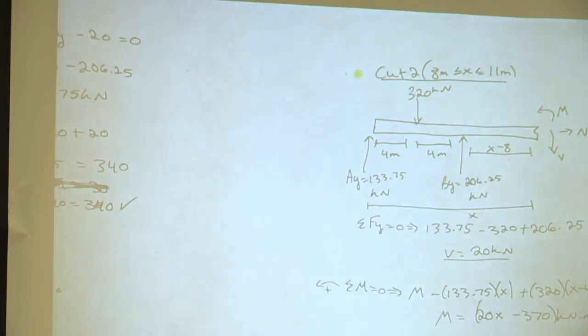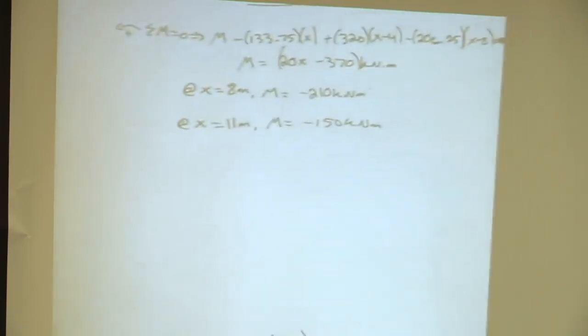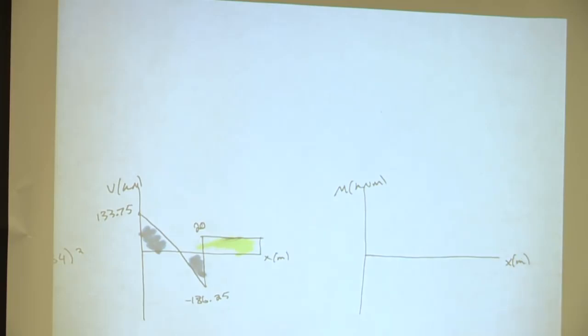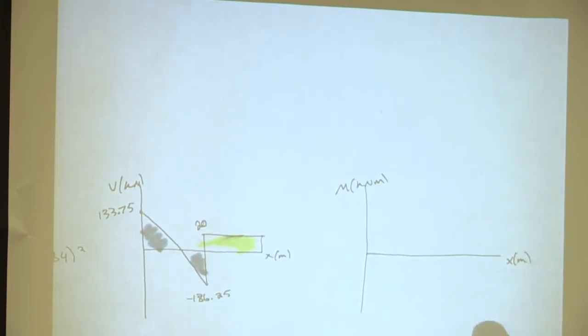Okay, now let's go to our moment diagram. So what do we do for a moment diagram? At x equals 0, the moment is 0. Okay, awesome. So at x equals 0, the moment is 0. And what's one way to make sure that that makes sense?